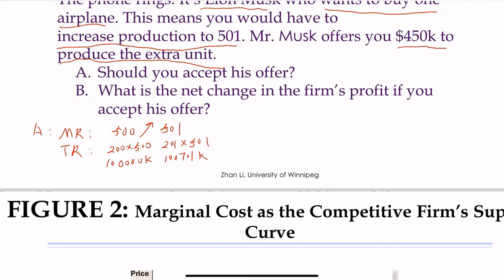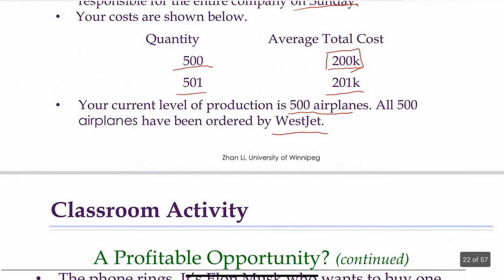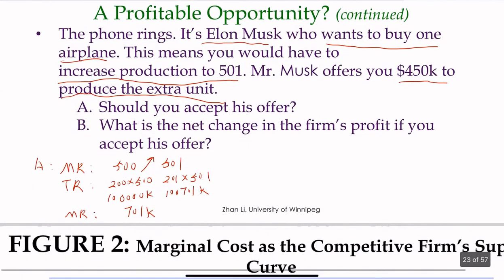So now by the definition of marginal revenue, if you get one additional airplane, your revenue will increase by how much? Well, 701K, right? Oh boy, I made a big mistake here. This is actually average total cost. So basically we're actually discussing total cost here.